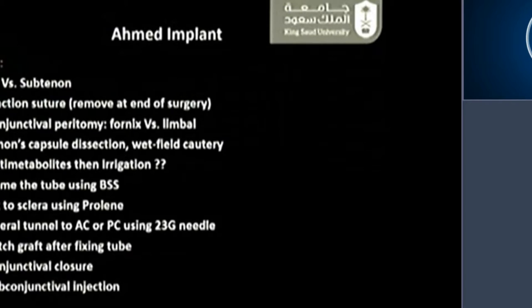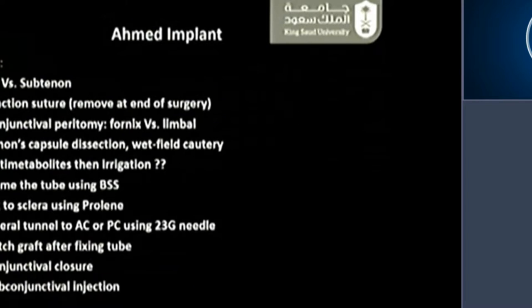Doing Ahmed implant is very simple. Traction suture, as we mentioned previously, conjunctival peritomy should be fornix or limbal based. Dissect the Tenon capsule, cauterize. You can use sometimes anti-metabolites. If you don't use them, it's fine. You need to prime the tube using BSS, and this is a very important step. Why is that? Because if you don't prime it, the internal mechanism will not work, so the leaflets will not open. And we are talking here about the Ahmed implant.